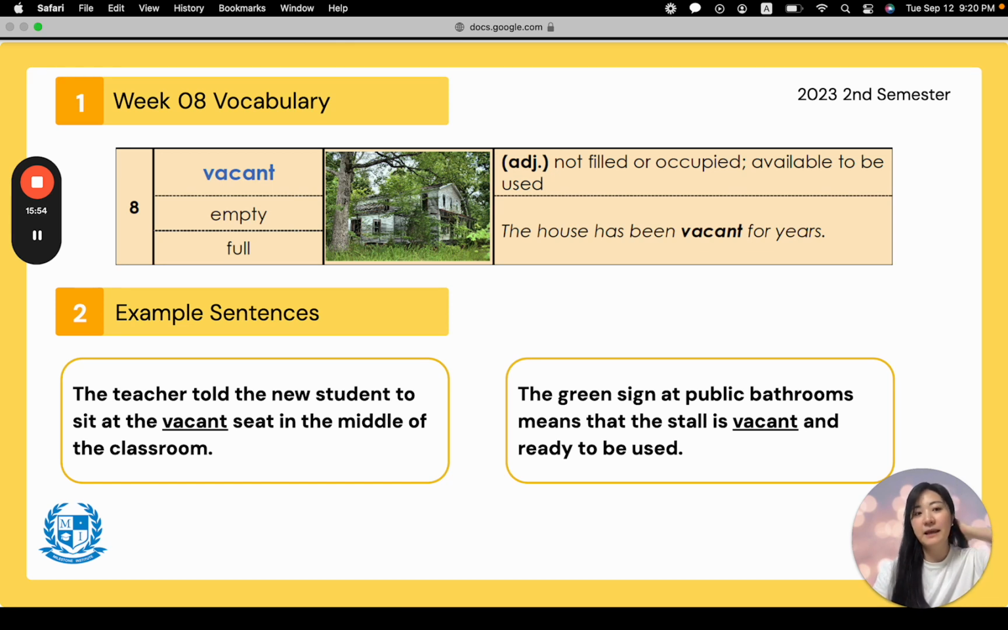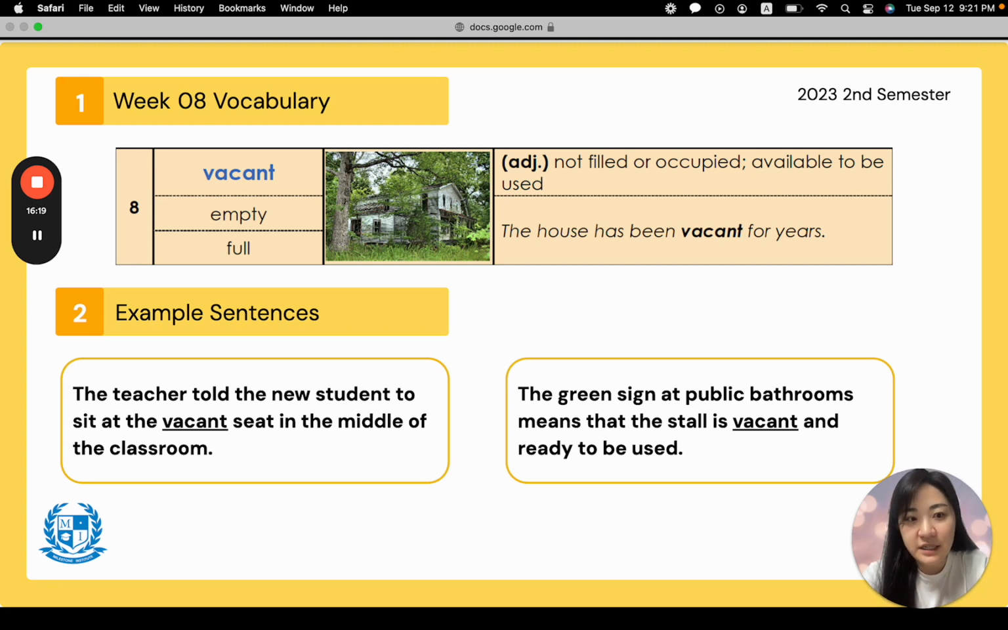Number 8, we have the word vacant. Vacant. Some of you may have seen this word somewhere. If you have, hold on to that thought for just a second. The synonym is empty, and the antonym is full. The part of speech is an adjective, and it means not filled or occupied, which means in reverse, it's available to be used. No one is in there, so you can use it.